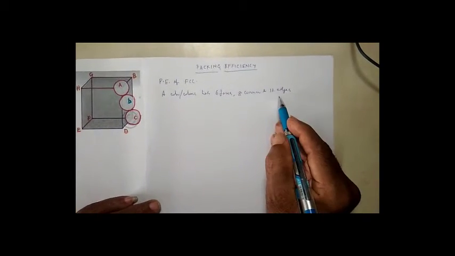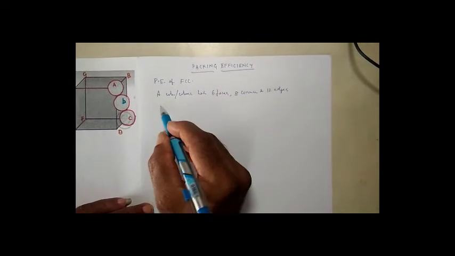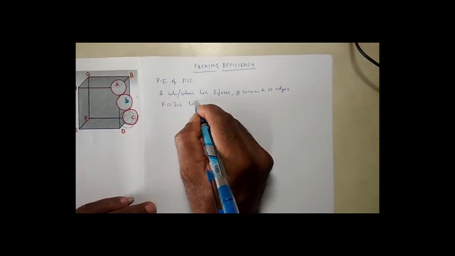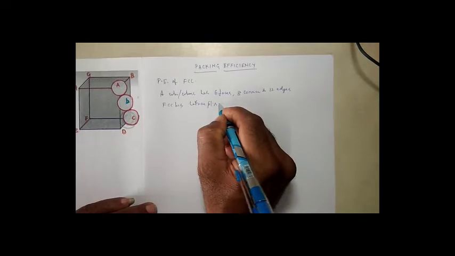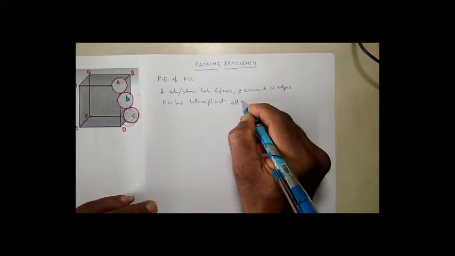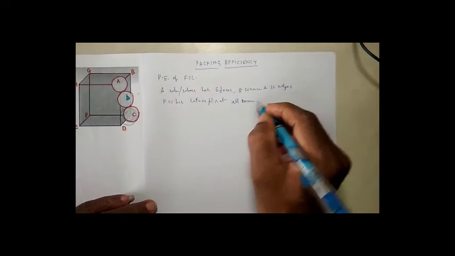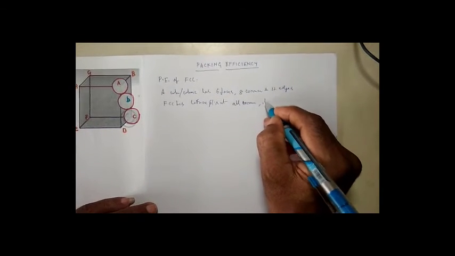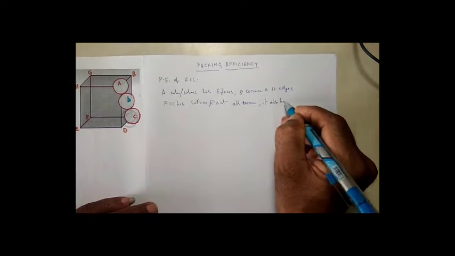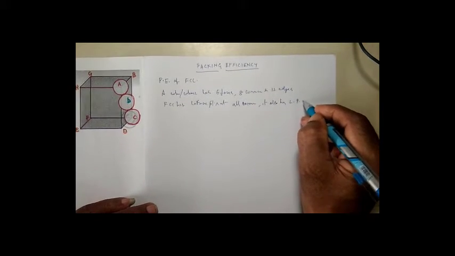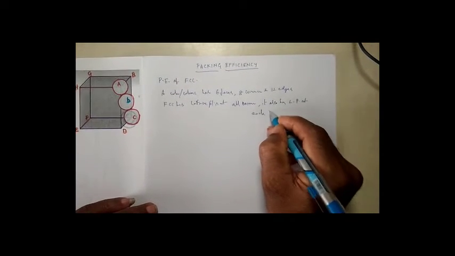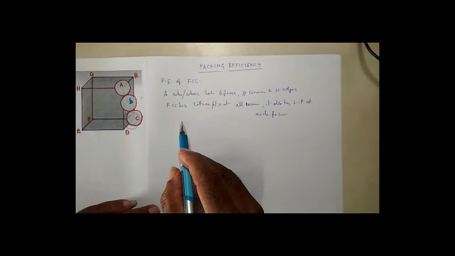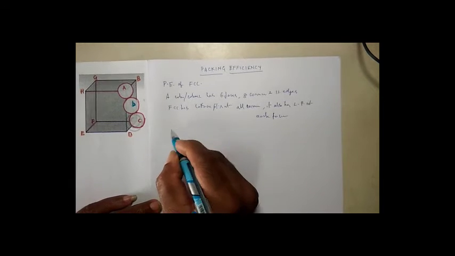6 faces, 8 corners and 12 edges. Now, FCC has lattice points at all corners. Apart from lattice points at all corners, it also has lattice points at each face. Now, depending on this, let us calculate the number of spheres for FCC.